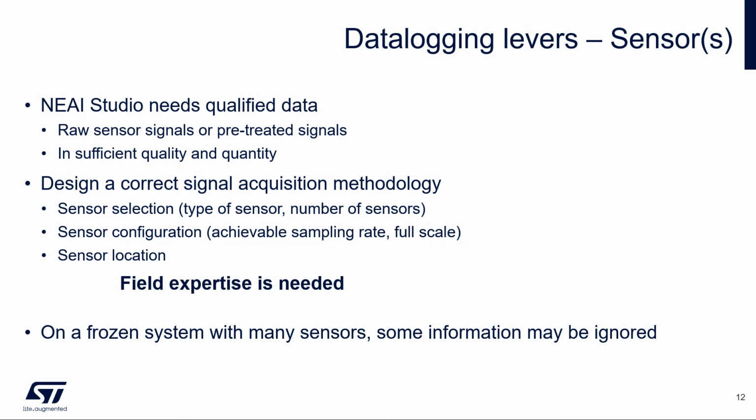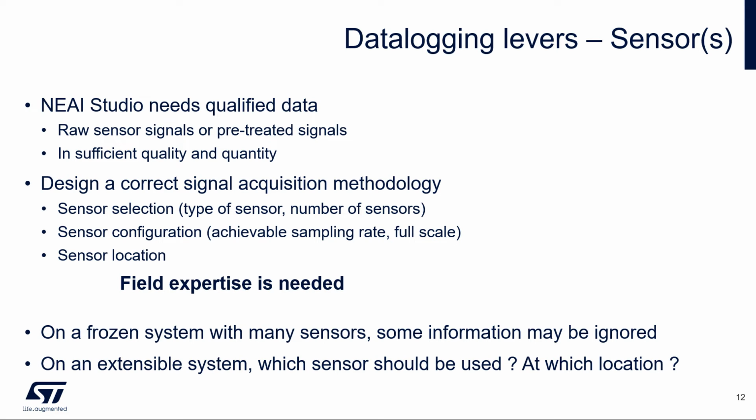Let's consider two situations. For example, on a frozen system, one or several sensors are already in place on a running system. No possibility to add new ones because of the cost, maybe, or the room left on the system. And data of many kinds is available already. In this case, the goal within data logging using the levers will be to select the most relevant sensor information, as giving too much input data may be counterproductive.